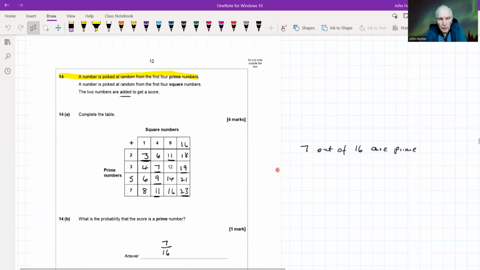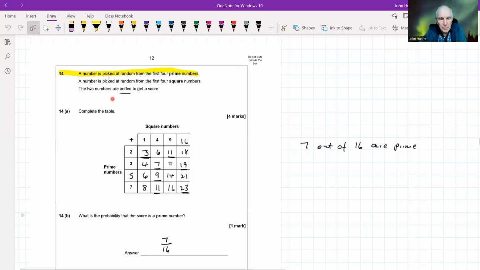Right, let's scroll down and have a look at this one. A number is picked at random from the first 4 prime numbers, and another number is picked at random from the first 4 square numbers. And then the 2 numbers are added to get a score. Let's complete the table. So this is a sort of addition table.